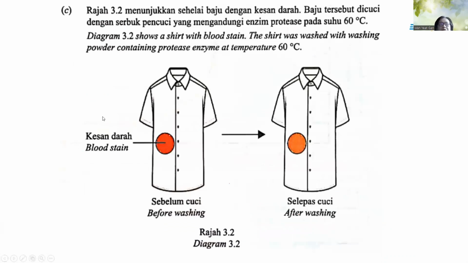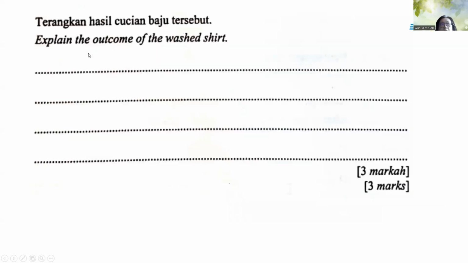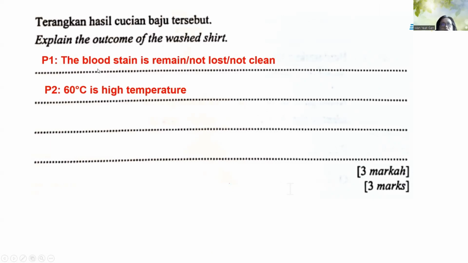Okay, diagram 3.2 shows a shirt with blood stain. The shirt was washed with washing powder containing protease enzyme at temperature 60 degrees Celsius. So bear in mind it's 60 degrees Celsius. If you look at the diagram, the blood stain after washing still remains. That means it did not get washed away. Now, explain the outcome of the wash.